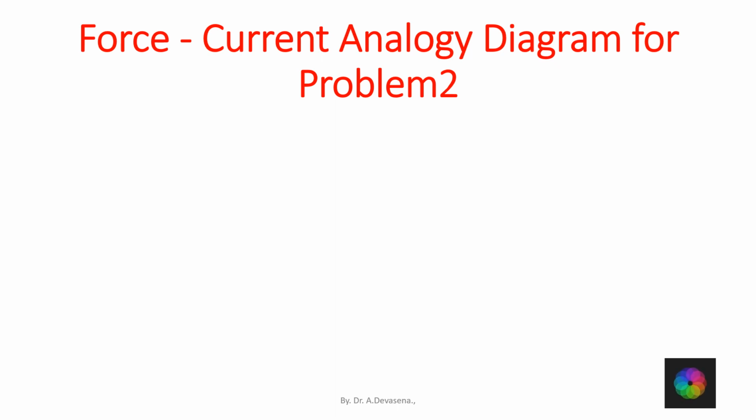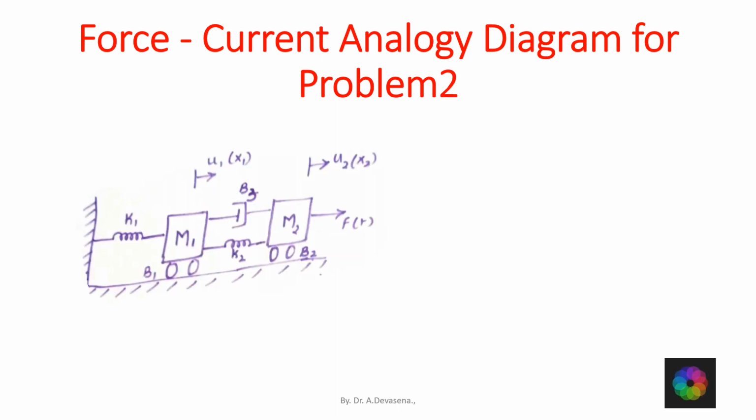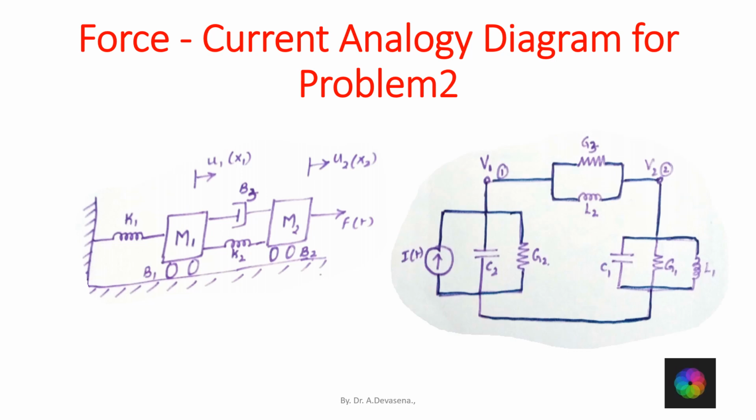Force current analogy diagram for the problem 2. This is the given mechanical translational system problem 2. For this problem, the analogous current analogy diagram in the electrical system, that is a nodal representation of an electrical system, is shown here. Here we have two masses in the mechanical translational system. So in this electrical analogous system, the masses are analogous to the voltages. So we have two nodes, nodes V1 and V2 represented here.